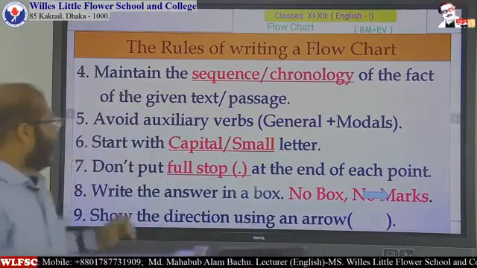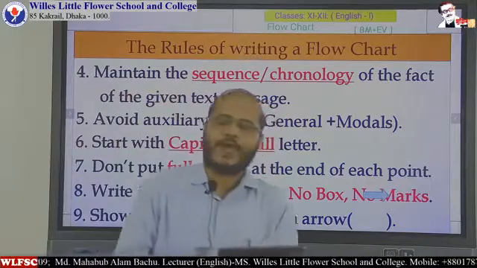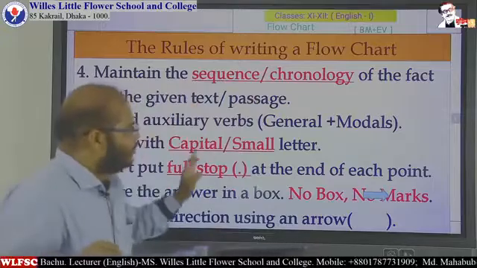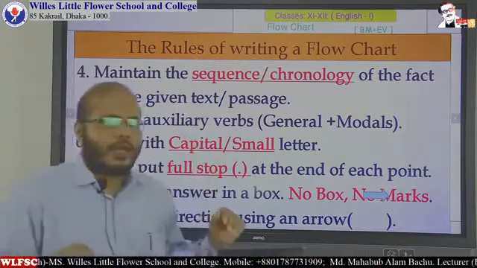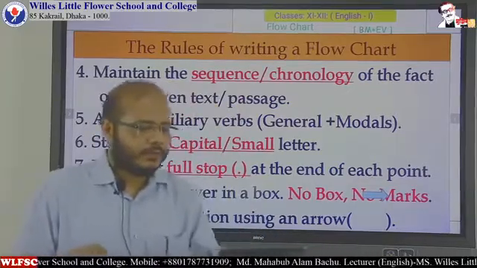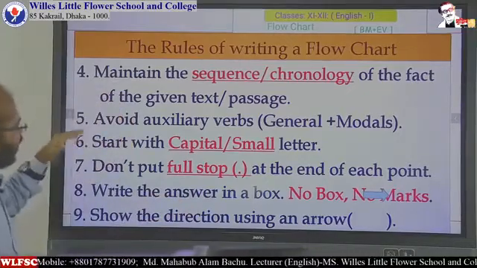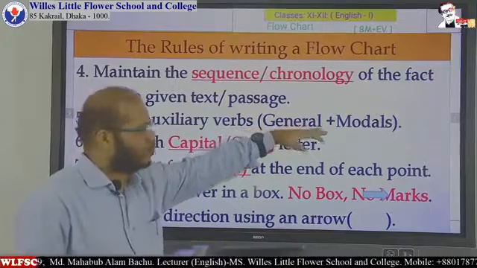And then avoid auxiliary verbs. I mean general auxiliary verbs and also modal auxiliary verbs. And sometimes you have to avoid adverbs also. So try to avoid auxiliary verbs, general auxiliaries and modal auxiliaries also.